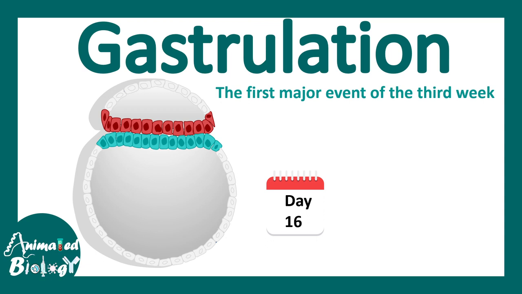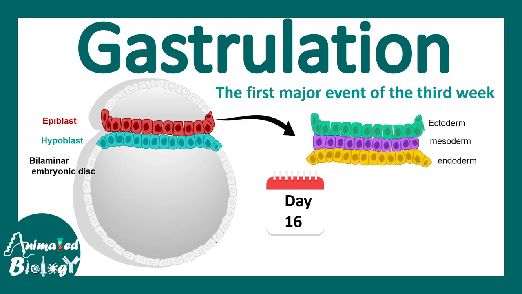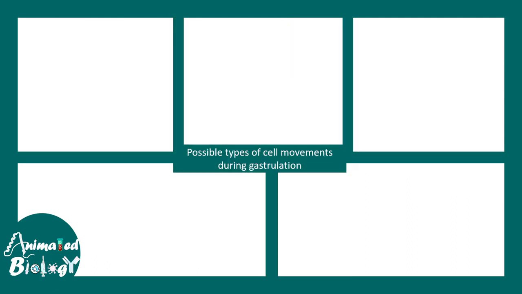This process is basically helping the embryo to form multiple germ layers, namely the ectoderm, mesoderm and endoderm, from the epiblast layer. Now gastrulation is a process by which different cells of the embryo move into new locations and form different types of cells.